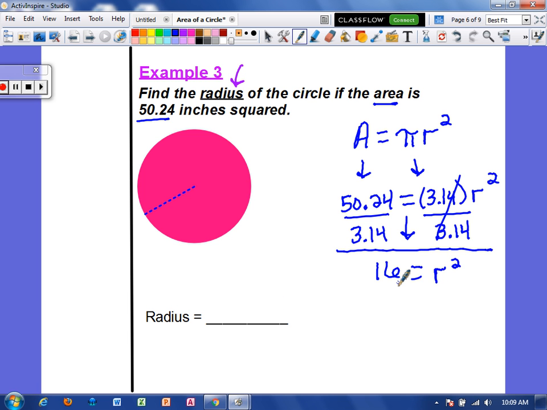Okay, so 16 equals the radius squared. So that means that some number times itself equals 16. So now you have to think of your perfect squares. What number can be multiplied by itself to get 16? Well, if you are thinking 4, you are correct. So the radius in this situation would be 4 inches.